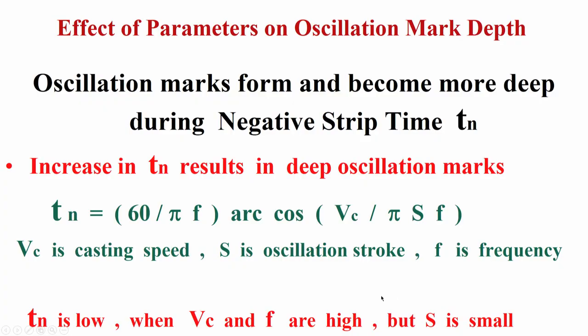Another parameter is the stroke, I have told you. The stroke here should be small. So, frequency should be high, but stroke should be small, say about 4 millimeter, 5 millimeter. It should not go to 10 millimeter or 12 millimeter. So, S, stroke should be small, frequency should be high, which will give us shallow oscillation marks.